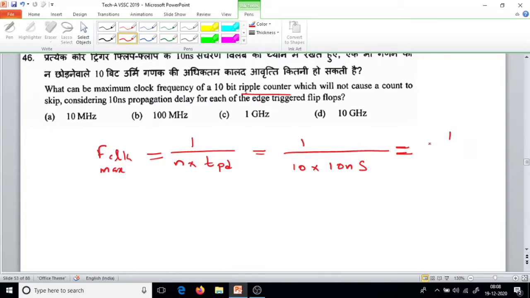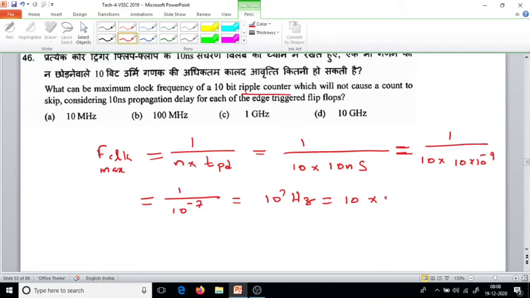Okay, now 1 divided by 10 multiplied by 10 nanoseconds. That is 10 to the power 10 into 10 to the power minus 9, which equals 1 divided by 10 to the power minus 7. This can be written as 10 to the power 7 hertz, or 10 into 10 to the power 6, which is equal to 10 megahertz. So the answer is option A, 10 megahertz.